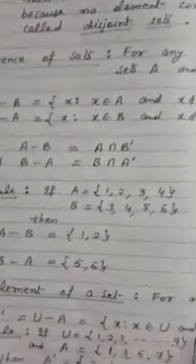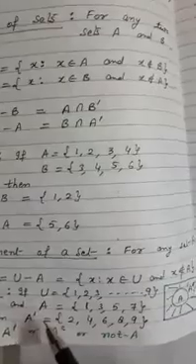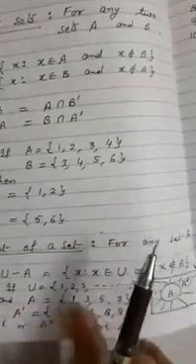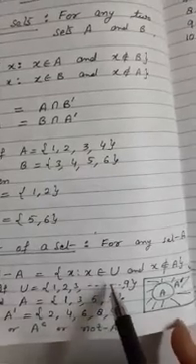Now, complement of a set. Complement means first we need a universal set. The universal set we have taken is from 1 to 9, and for set A we have taken 1, 3, 5, 7. Then what is the meaning of complement? It means the remaining elements of U apart from A, and we have 2, 4, 6, 8, 9 from the universal set.